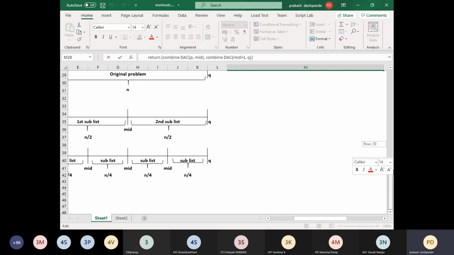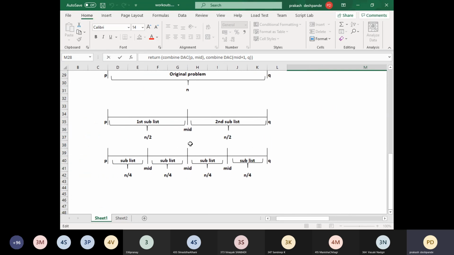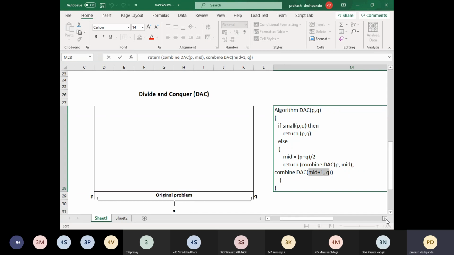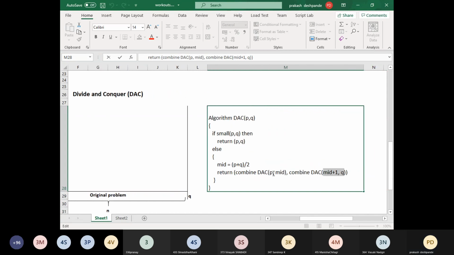Is it the same thing I have given in this diagrammatic explanation here? We have two ends, P and Q. If there is no solution for this one, then we will divide it. How will we divide it? The first half and the second half by taking the mid position, right? That is displayed here in this way. With the first half we will once again call the DAC, and with the second half we will once again call the DAC. That is the divide and conquer algorithm.